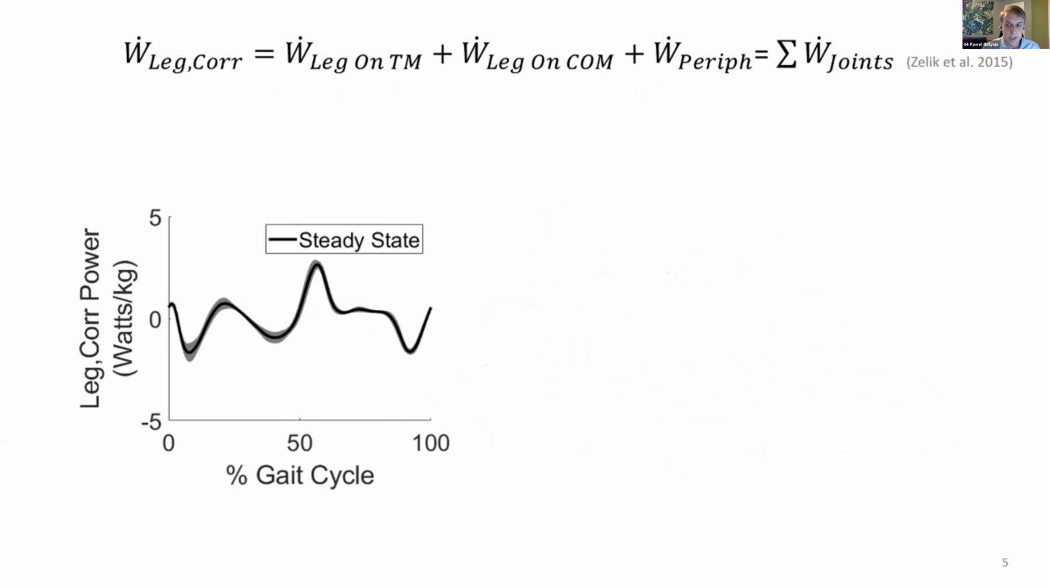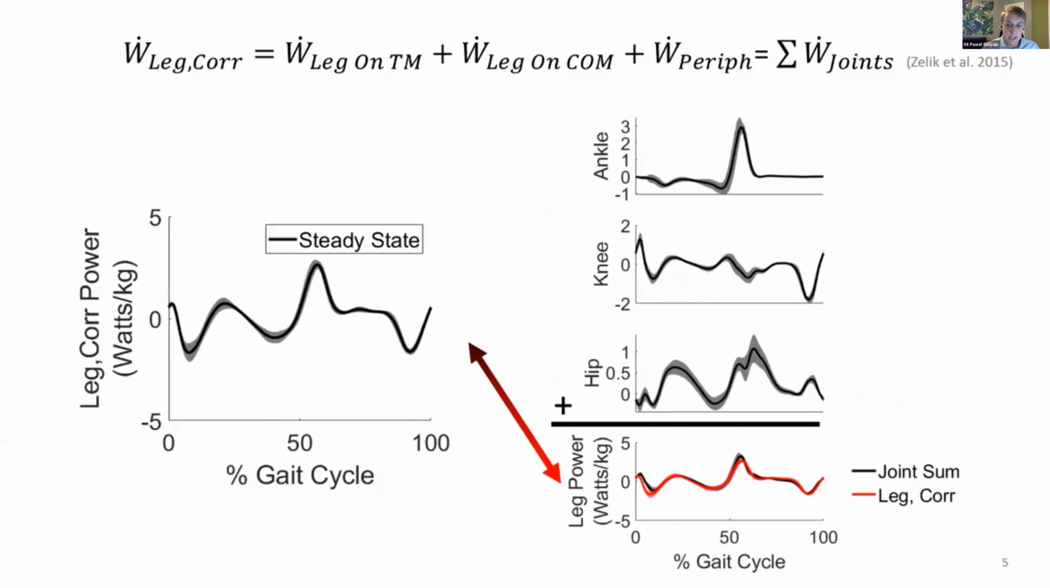Although our perturbations were designed to alter the flow of energy between the limb and the treadmill, this is only one part of the leg's energetic story, which is also composed of the energy flowing from the leg to the center of mass and the peripheral work of the leg segments relative to the center of mass. Only by summing all of these contributions can we calculate a corrected leg power, which is shown here averaged across our participants over unperturbed gait cycles.